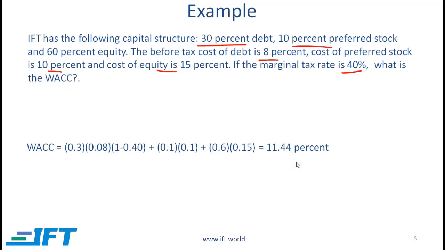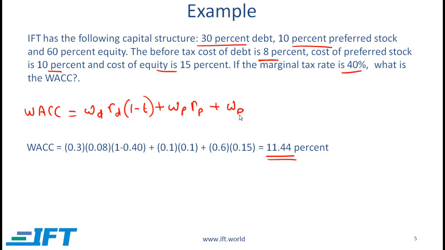Here is what you should come up with: 11.44%. And we are simply using the formula that we saw on the previous slide. This is an extremely important formula, so you need to know it well. The weight of debt times the cost of debt times 1 minus the tax rate, plus the weight of preferred shares times the cost of preferred shares, plus the weight of common shares or equity times the cost of equity.